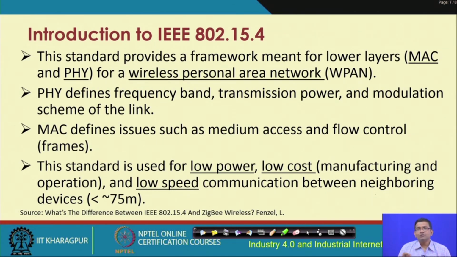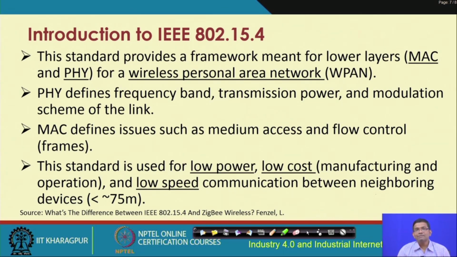Just to give you a brief idea of what the physical layer does in case you do not already know: the physical layer basically defines things like the frequency band in which the communication is going to happen, the transmission power, the modulation scheme that is going to be used, and so on. The MAC layer, on the other hand, talks about things like different devices trying to get access to the medium for communication, which protocol is going to be used, how they are going to send, when they are going to send, what discipline is going to be followed, and so on.